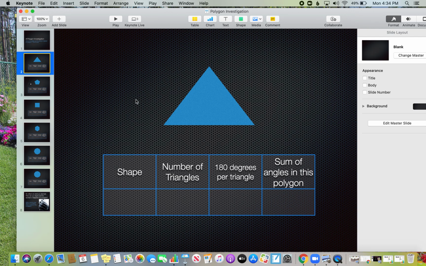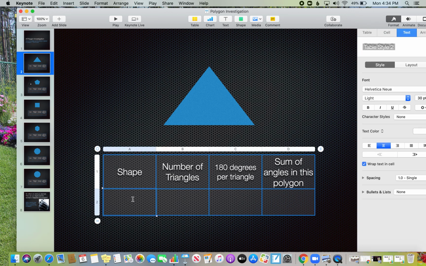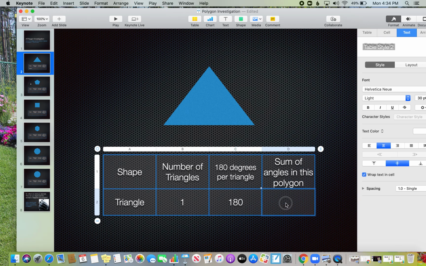In the triangle investigation, you should have found that a triangle is made of one triangle, and that every triangle is made up of 180 degrees. All three angles, angle 1, angle 2, and angle 3, come together and form a straight line, or make 180 degrees. So the sum of the angles in a triangle is equal to 180 degrees. That's important, and we're going to use that in this polygon investigation.